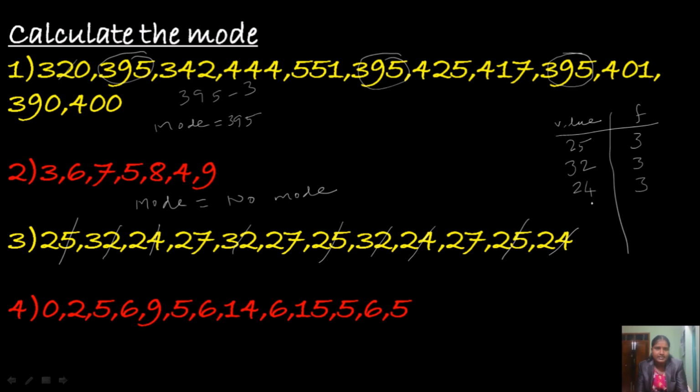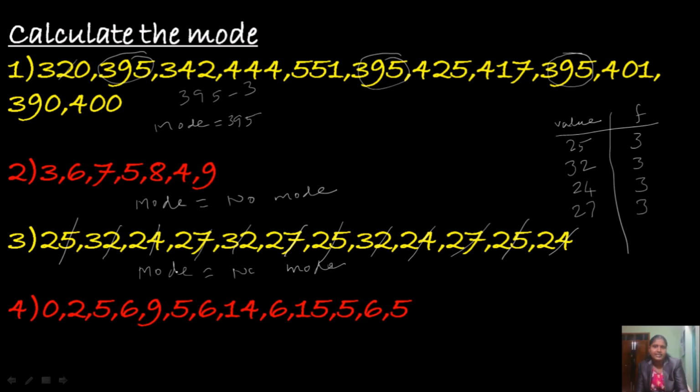And 27: 1, 2 and 3. So 3 times. So here each value is repeated 3 times. So this is also an example of a distribution or series that doesn't have any mode, because all of them are repeated an equal number of times, that is, having equal frequency. So we don't have any mode for this case.